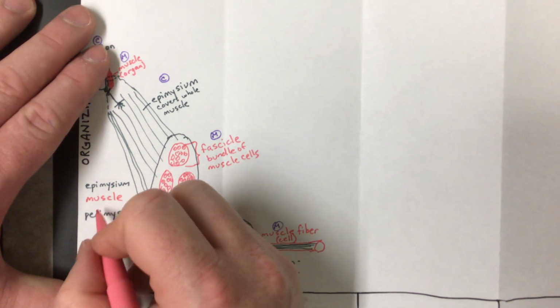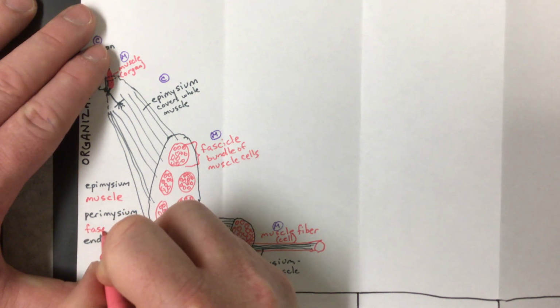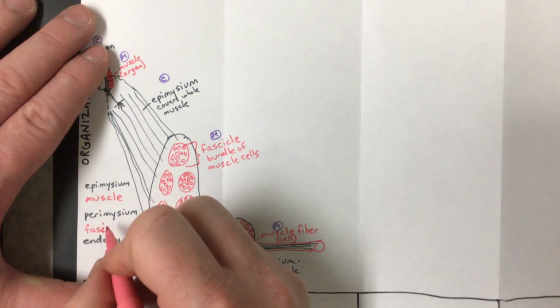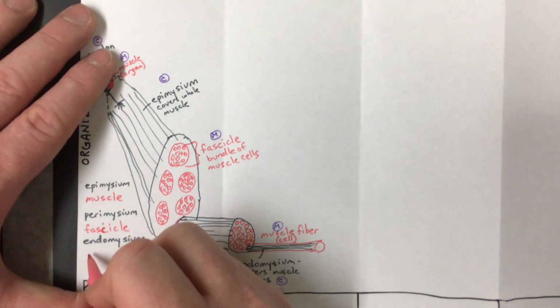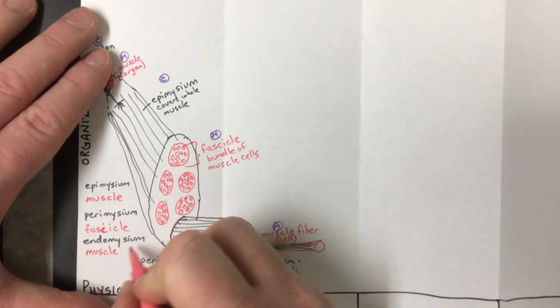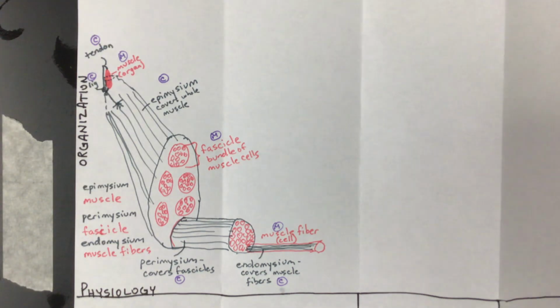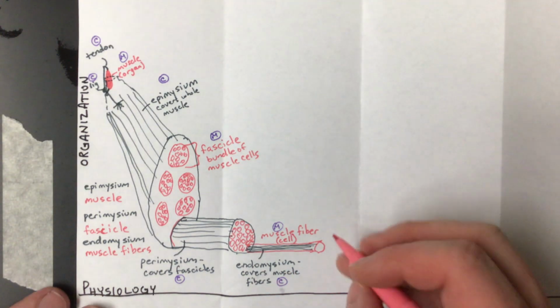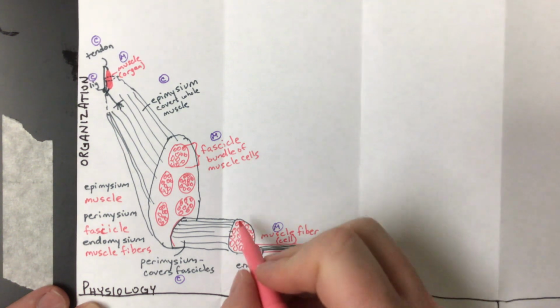The perimysium separates the muscle into bundles called fascicles. I want to make sure I'm spelling that right, fascicle. And then the endomysium covers muscle fibers. But we're not done just yet. Each muscle fiber itself is a bundle.